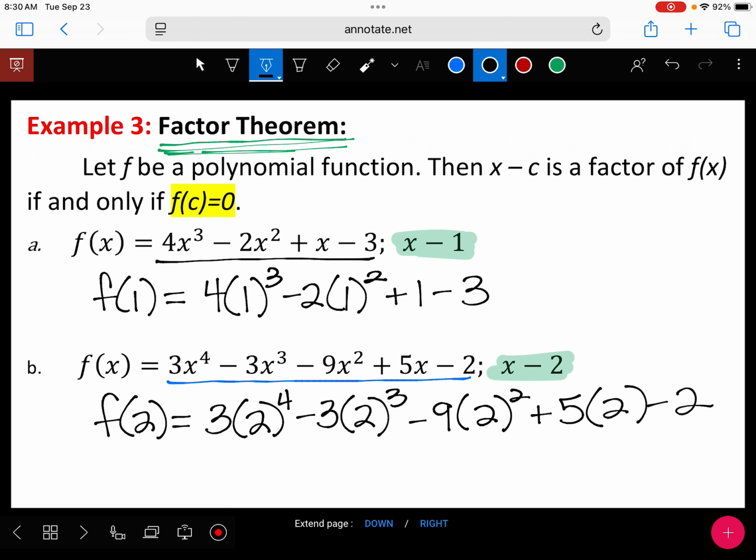And what are we trying to look for whenever we do the factor test? What answer are we looking for? 0. Good job. So I'll give you a moment to work through those. And then that's a yes or no question. Either yes, it's a factor, no, it's not.